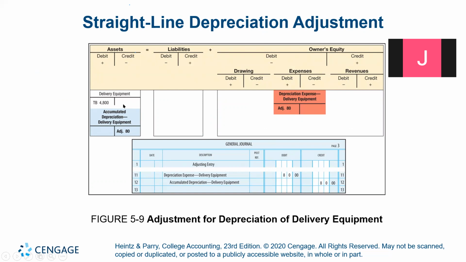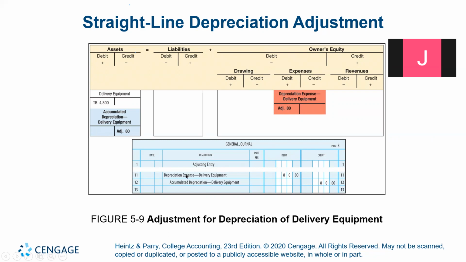You have delivery equipment that you paid $4,800 to bring into your factory. We are never going to touch that 4,800. That's going to remain there forever, unless you sold the asset, which we're not going to do. So we have an asset of 4,800. We have to recognize that this asset is worth less and less each month due to normal wear and tear. We're estimating that amount at $80 a month.